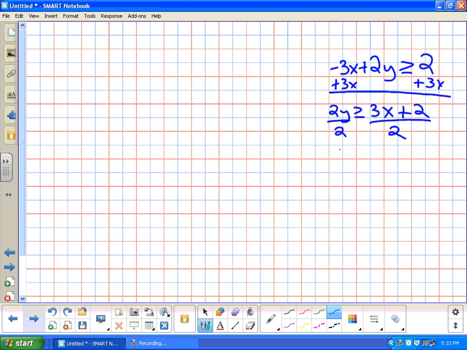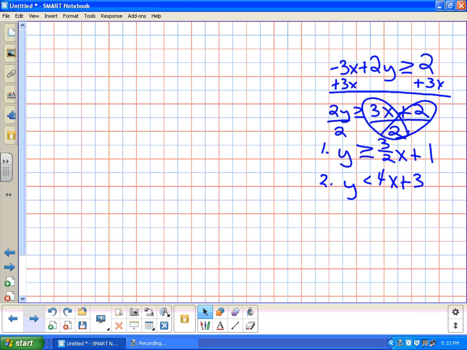2 over 2 is 1, so that gives me y is greater than or equal to 3 halves x plus 1 because I divided this term by 2 and this term by 2. This is my first equation or inequality. My second inequality is y is less than 4x plus 3. I will graph them in different colors.